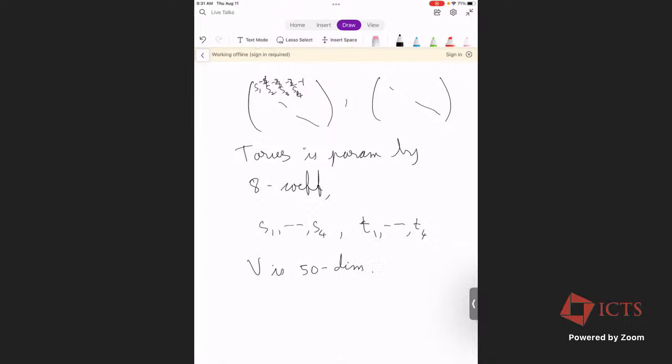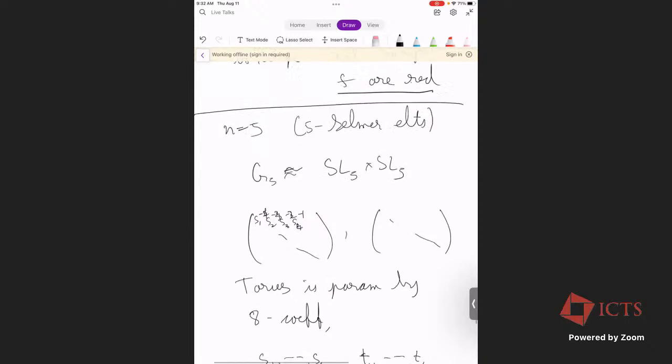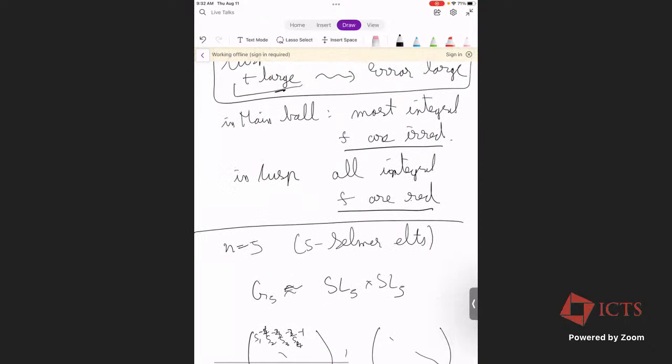And you have to prove that every time the error becomes large, which can become large when any of these or some combination of these is large, that whenever that happens, it turns out that the same phenomenon holds. In the main ball, most points are irreducible, and in the cusp, all points are reducible.